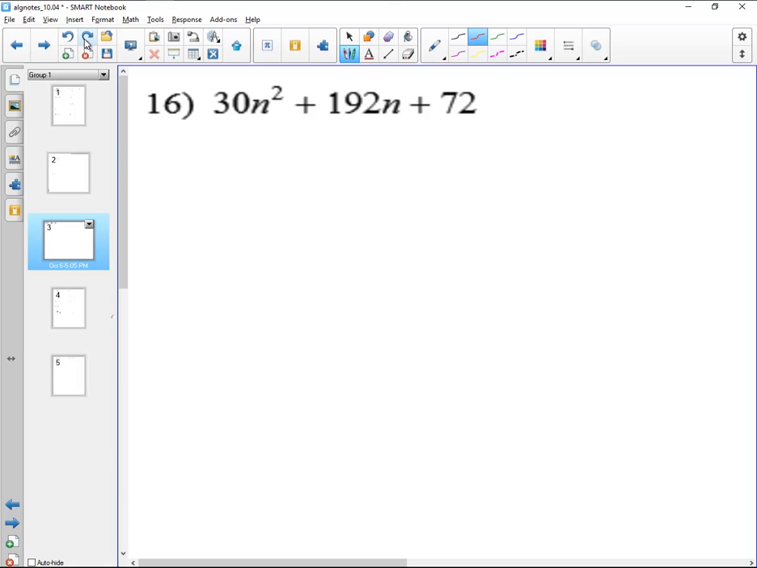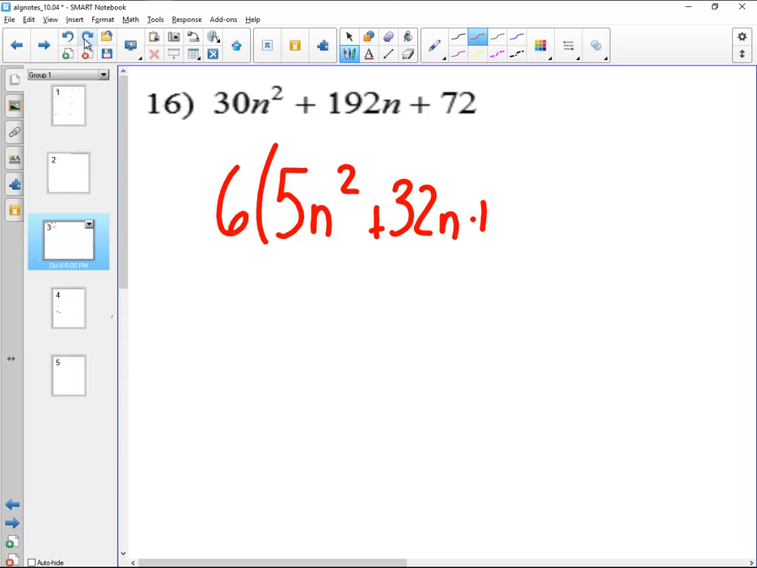Today we're working on factoring. The first thing you should do when you factor is look for the greatest common factor. Right? It looks like the greatest common factor here is 6, so we factor out a 6, and we look at our remaining factors. Alright, so we have 5n squared plus 32n plus 12.